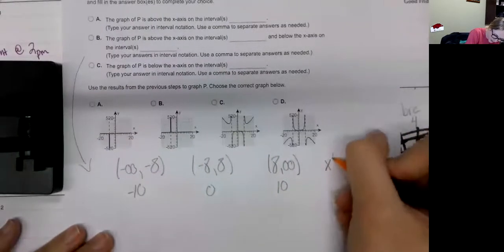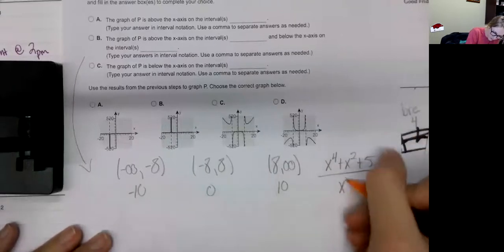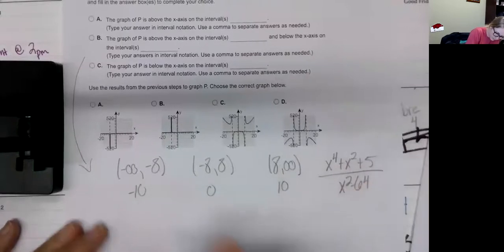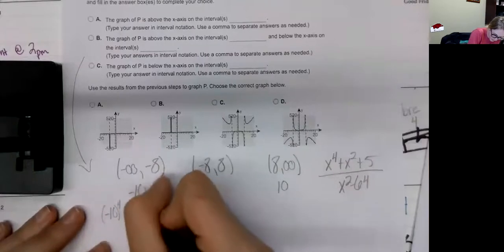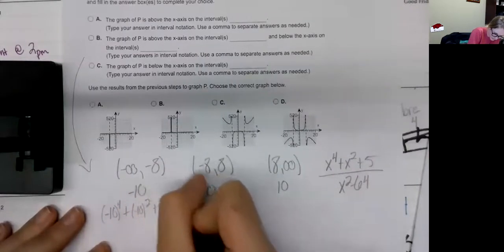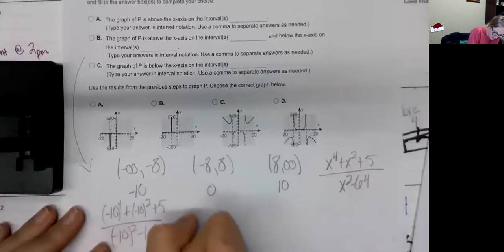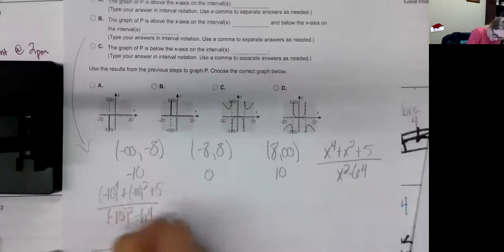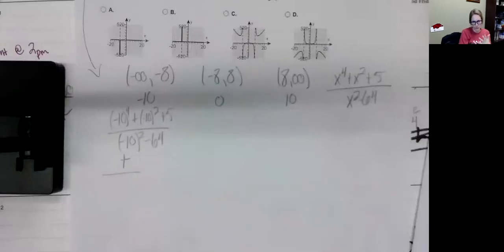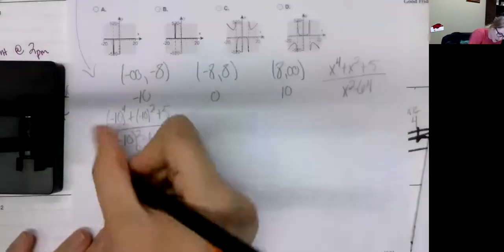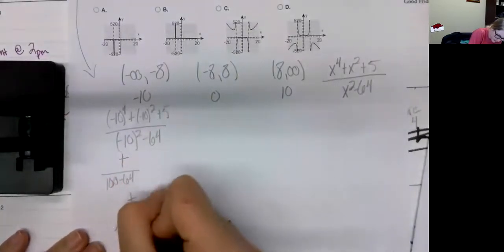And we have x to the 4th plus x squared plus 5 over x squared subtract 64. -10 to the 4th power plus -10 squared plus 5 over -10 squared subtract 64. The top is positive because once I go to the 4th power, the 2nd power, the negatives are gone. And then we have 100 subtract 64, which would be positive, so that's above.